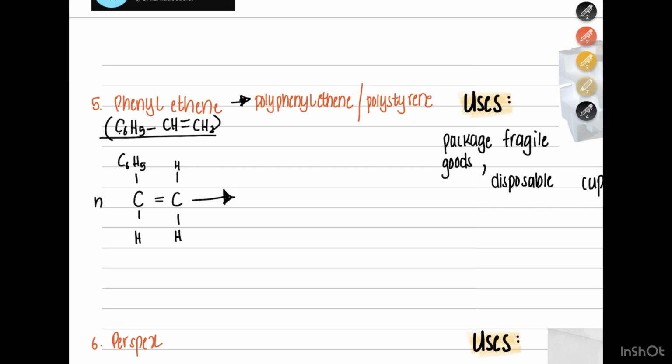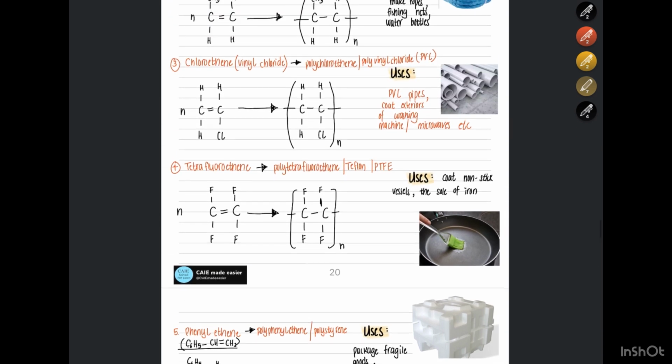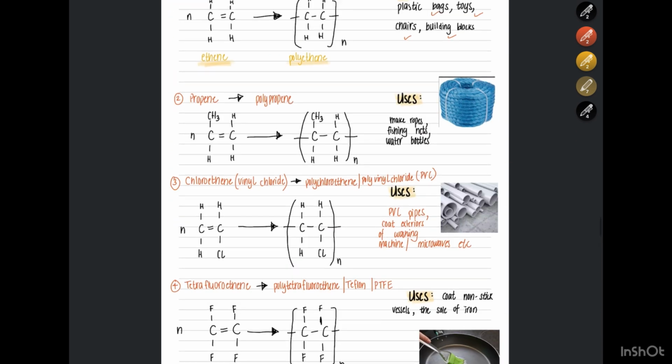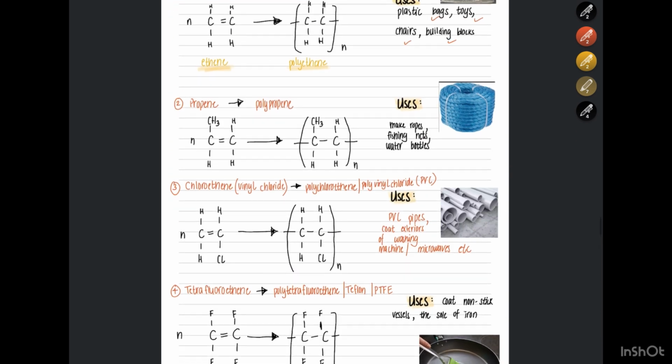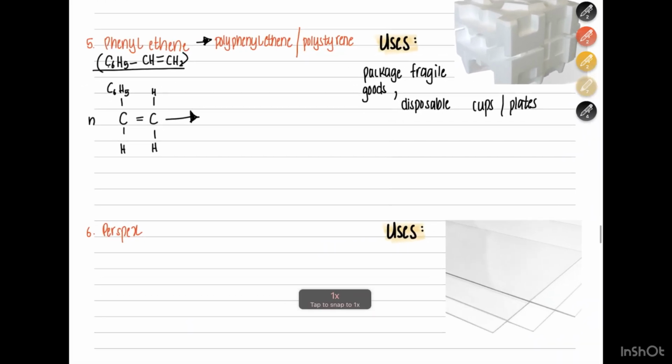It's extremely important to know the common names of these polymers as well, because you can be asked to name them or you can be asked to draw them. So make sure that you familiarize yourself with these names as well. For example, polystyrene, Teflon, PTFE, PVC, polyvinyl chloride, polypropene, polyethylene, etc. All of them basically.